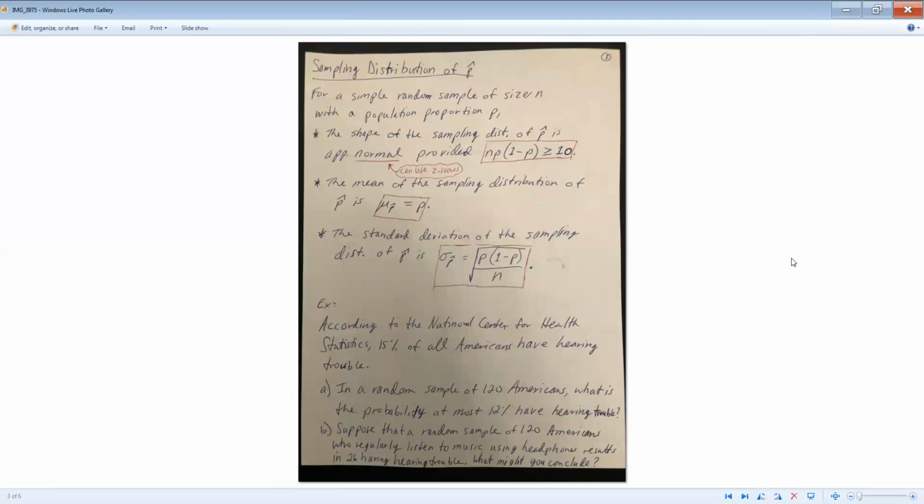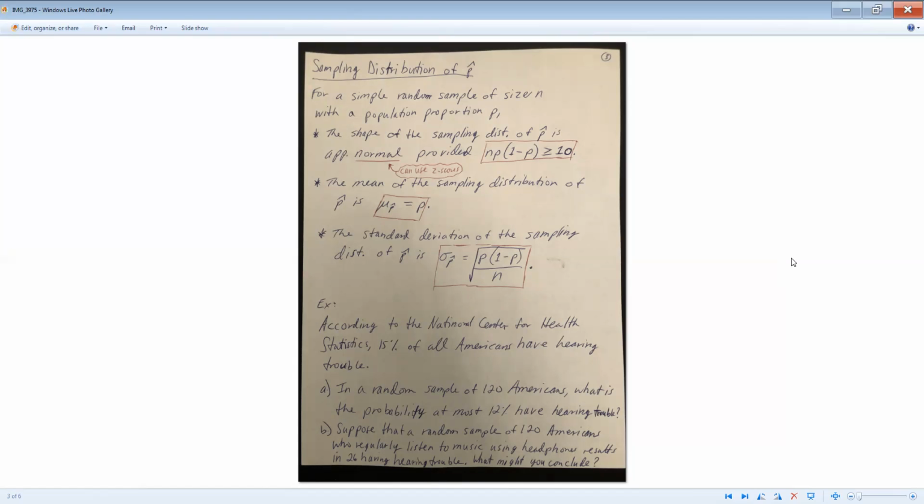Sampling distribution of p hat. For a simple random sample of size n with a population proportion p, the shape of the sampling distribution of p hat is approximately normal, provided that n times p times 1 minus p is greater than or equal to 10. If that holds true, then it's approximately normally distributed, which means that we can use the z-score application.